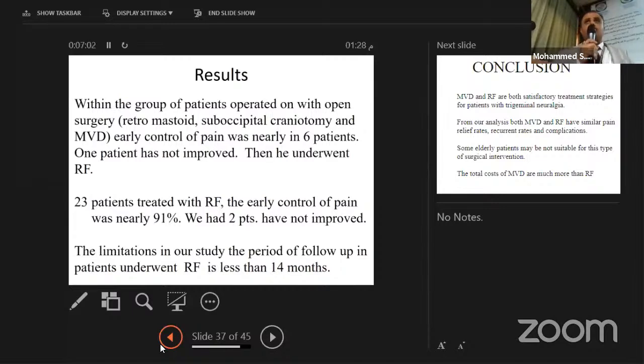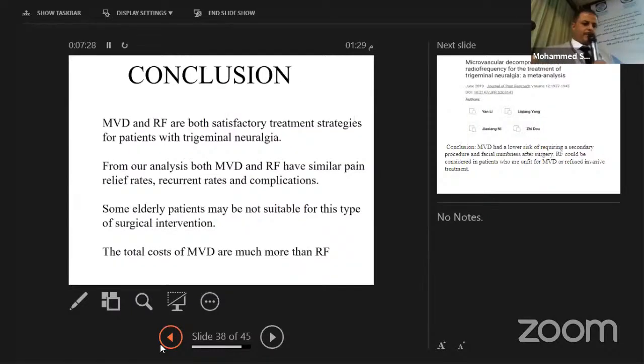As a result of our study, 7 patients were operated by microvascular decompression. 1 of them did not improve, so we did radiofrequency for him. Of the 23 patients treated by radiofrequency, 2 patients also did not improve. A limitation of our study is that the follow-up is not more than 14 months, so we need more time for further evaluation.